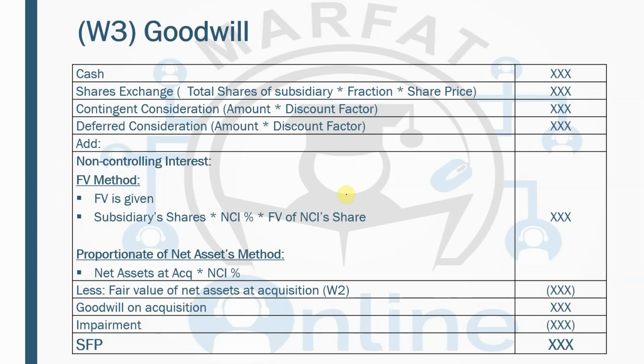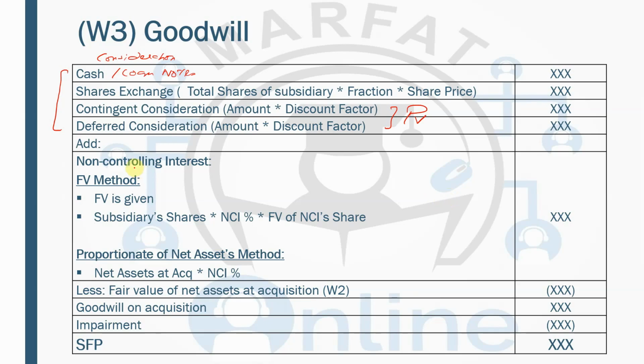Now we will be talking about working number 3, which is goodwill. The first thing you see over here is the consideration, and it has many elements as we have already discussed. It can include cash, or it may be loan notes, share exchange, contingent consideration, because these two are recorded at the present value, and deferred consideration. These all will be the considerations.